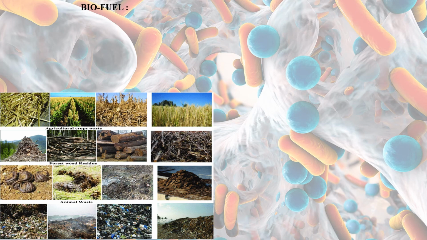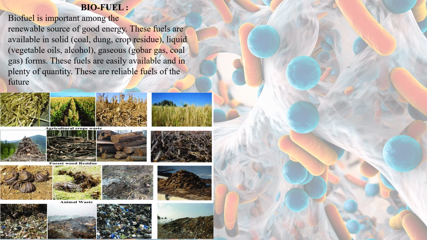Let's talk about biofuel. Now, when we talk about agricultural crop waste, मतलब जब एग्रीकल्चर जब होता है तो उसके बाद जब क्रॉप्स निकाल लिए जाते हैं तो उसके बाद जो भी वेस्ट बचता है क्रॉप्स निकालने के बाद, ठीक है, जैसे कि स्टॉक है, हस्क है, तो वो एग्रीकल्चरल वेस्ट हो गया. लाइक दैट यू हैव फॉरेस्ट वेस्ट रेसिड्यू ऑल्सो, एनिमल वेस्ट ऑल्सो and human waste as well. So biofuel is very important among the renewable sources of good energy.